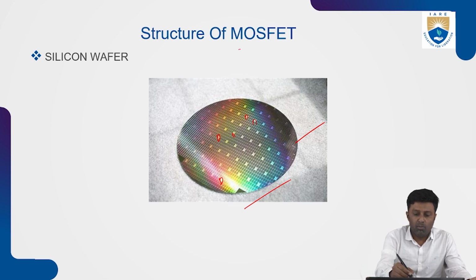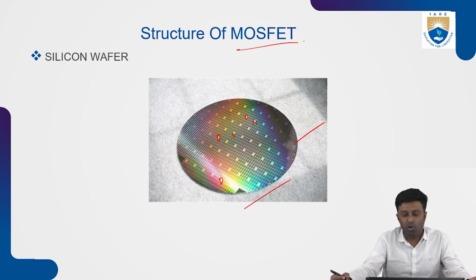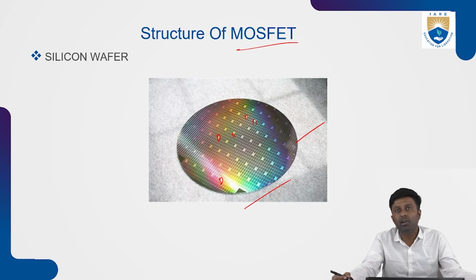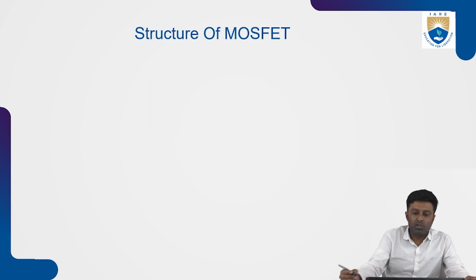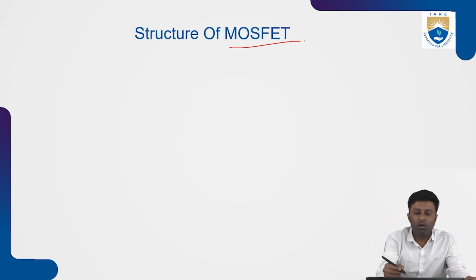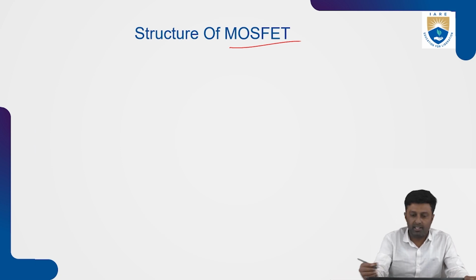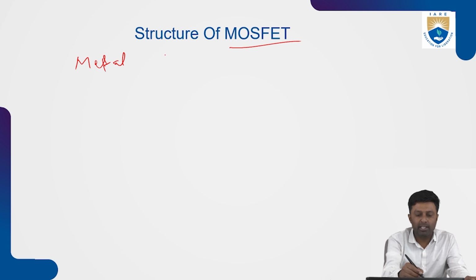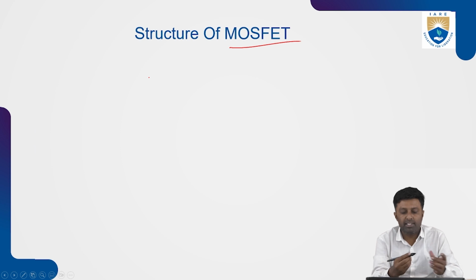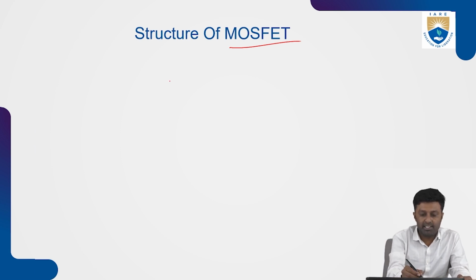The most widely used transistors are the MOSFETs. These MOSFETs are implemented on silicon wafers, and those ICs are used for different applications. So we'll see the structure of the MOSFET. MOSFET stands for metal oxide semiconductor field effect transistor. The MOSFET is made up of mainly three components: metal, oxide, and semiconductor.